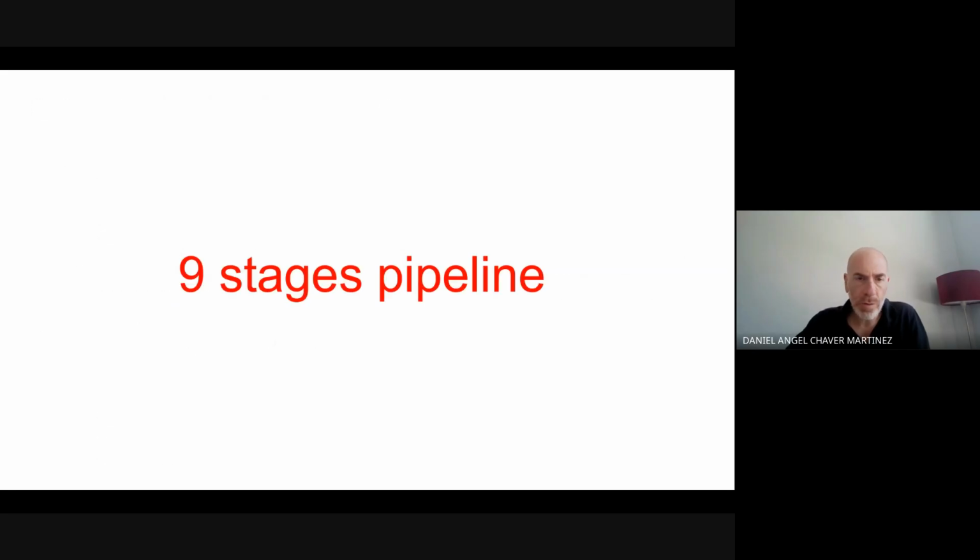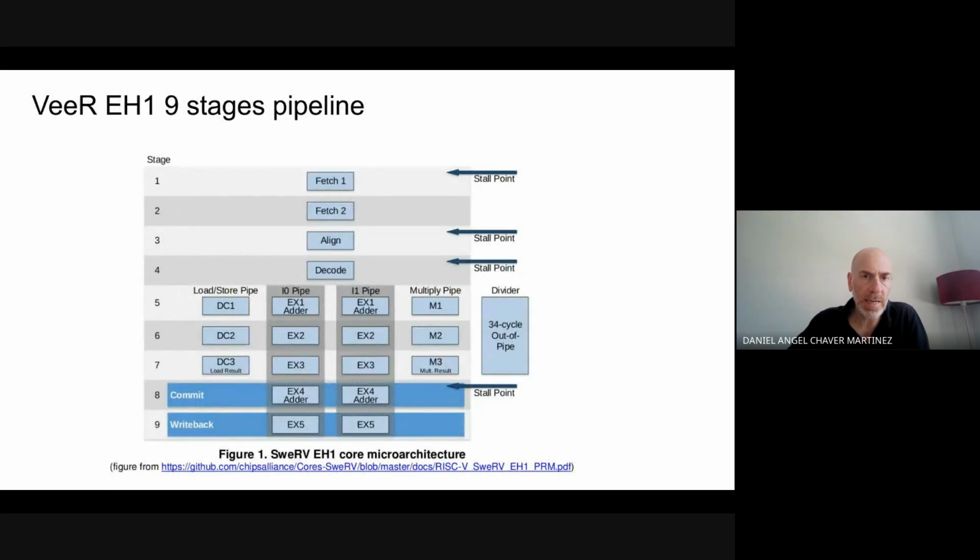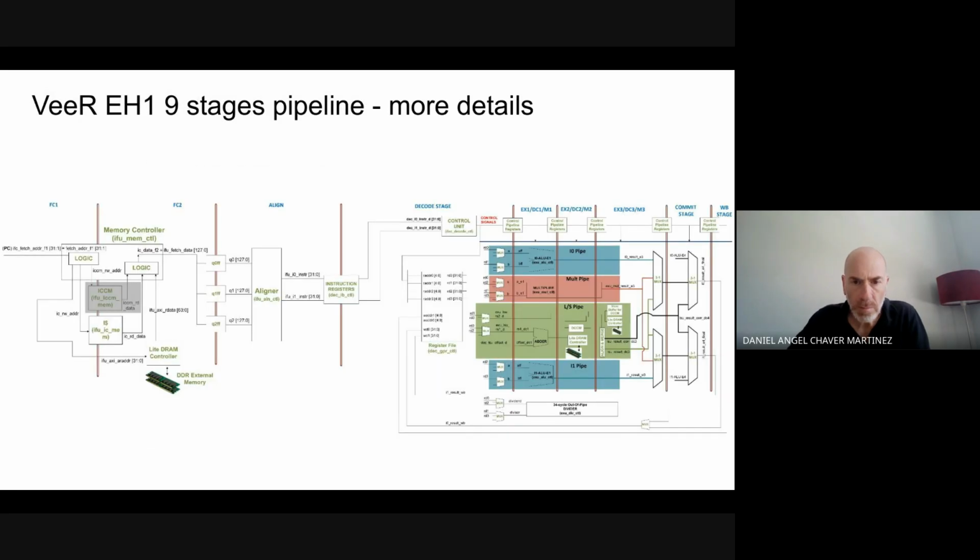Well, I'll go through some of these slides. Let me go directly to the figure showing the microarchitecture in detail. This is a view of the 9 stages of the EH1 processor. We cannot see many of the details, but it's good for us to have a view of the whole processor in one picture.